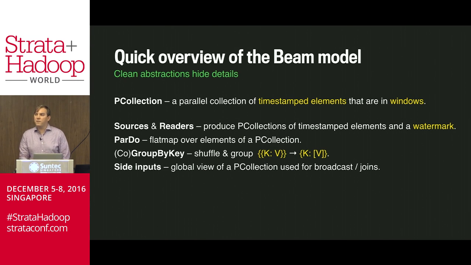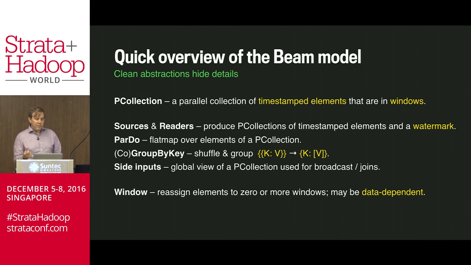We also have a notion of side inputs, which you can use for either distributed joins or broadcast joins, things like that. But then the last two primitives are really interesting. So we have an operation called windowing, which takes these elements that are timestamped and in some window, and re-windows them. So you can assign an element to zero or more windows, potentially dropping it. And you can make these data dependent.